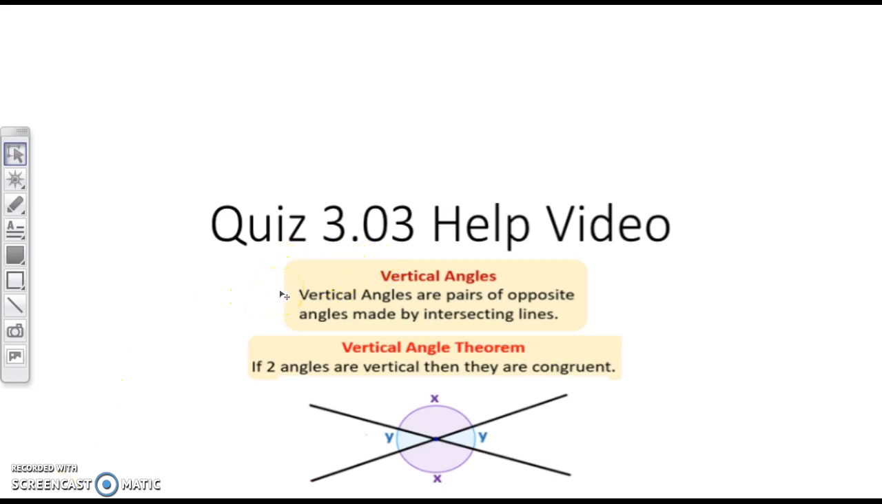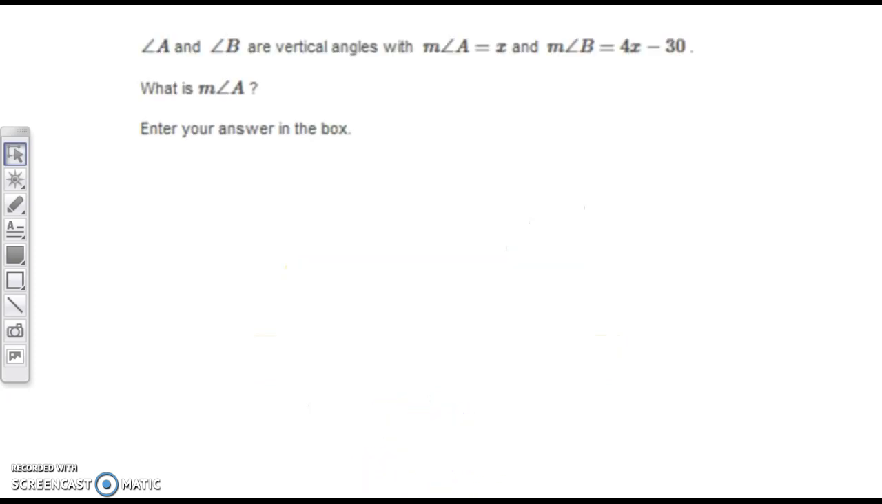Just a quick reminder, vertical angles are pairs of opposite angles made by intersecting lines. If two angles are vertical angles, then they are congruent. That is our vertical angle theorem. We're going to practice that theorem today, but we're also going to use it in proofs later on, so make sure that you know the vertical angle theorem. So here, angle X is congruent to X and Y is congruent to Y.